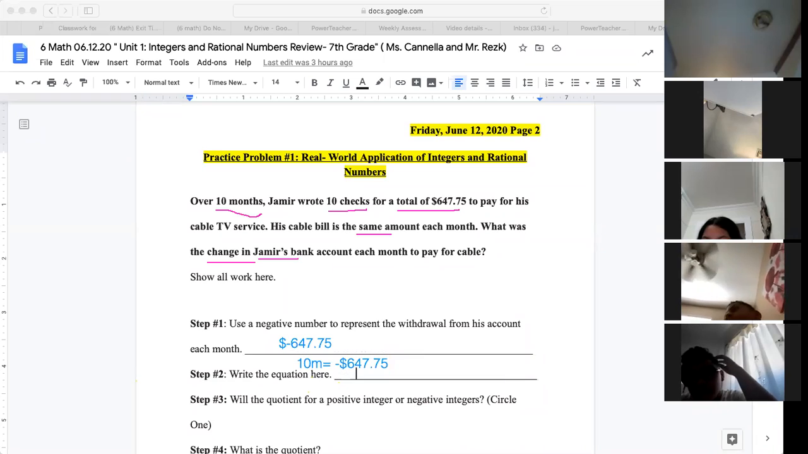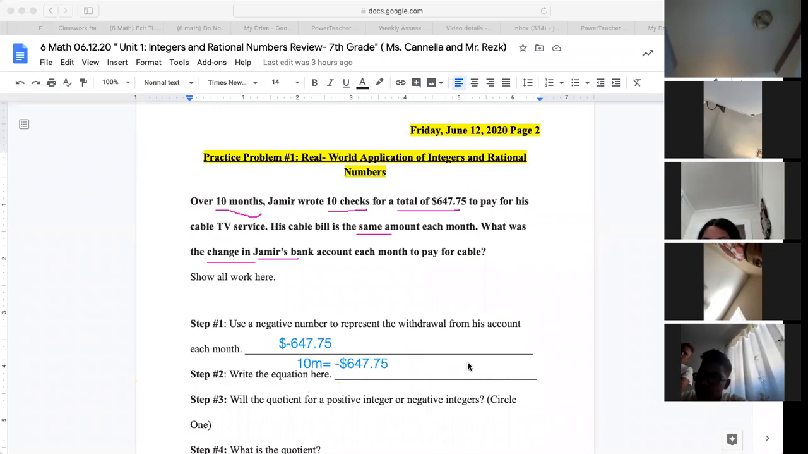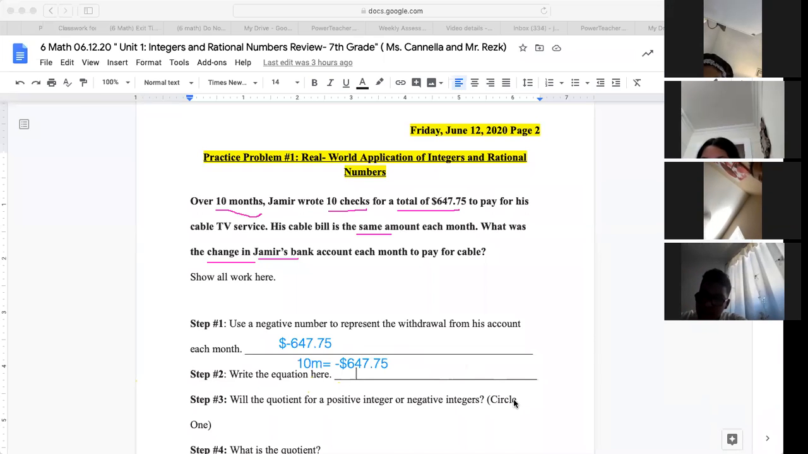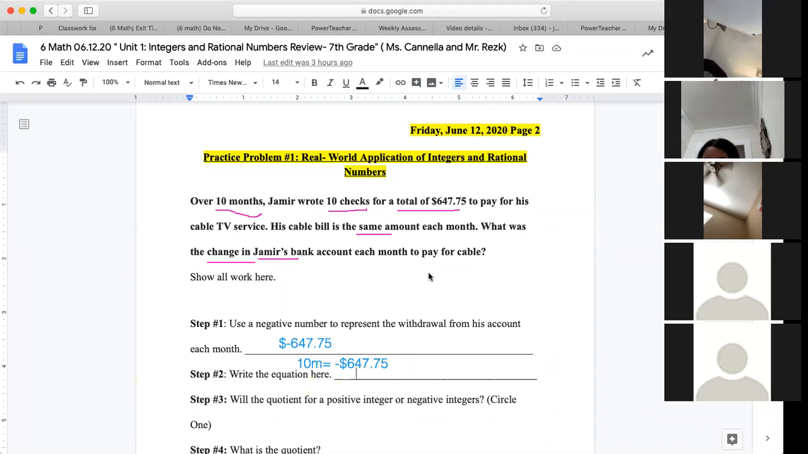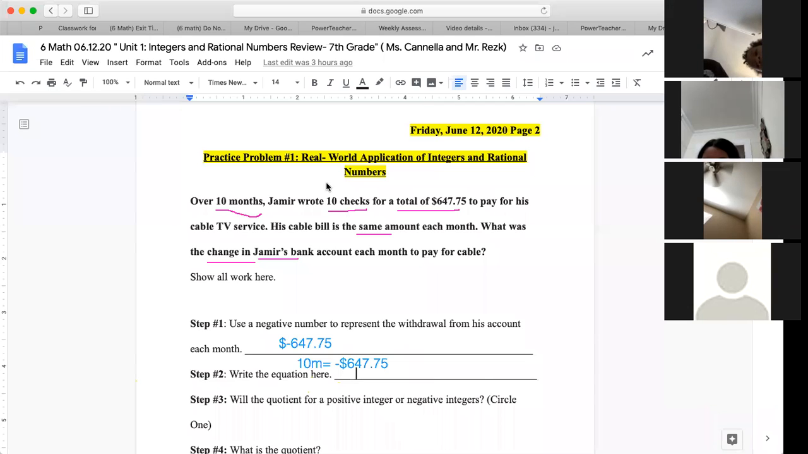Now, I got Kayeja and Allison unmuted right now. Ladies, is it going to be a positive integer or a negative? When I divide a negative by a positive, what is it going to be? Negative. So you're going to circle negative. The solution will be a negative answer. So we're going to annotate or circle.